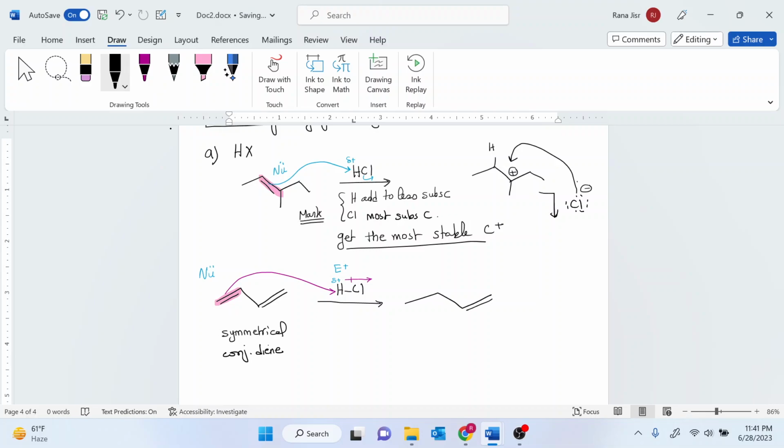Now, the idea is I want to form the most stable carbocation. So in this case, I'm forcing my hydrogen to go on this carbon because I want my plus charge to be here so that it's going to be allylic to the double bond.